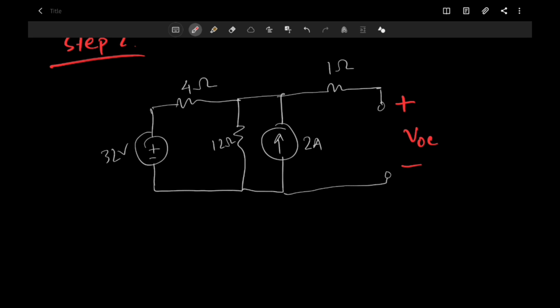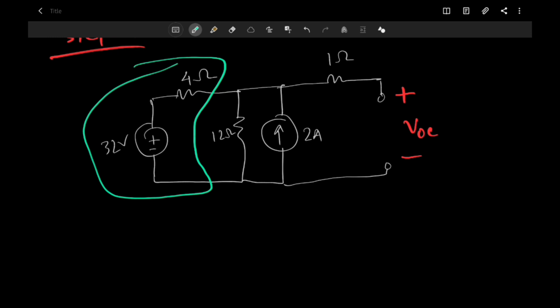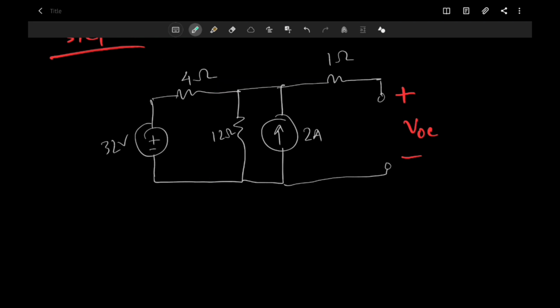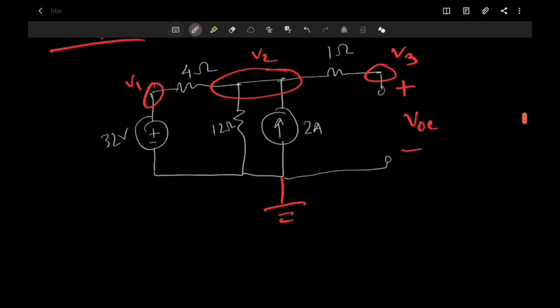If you think using source transformation is useful, you can use that, and I think I might use source transformation here because it seems like I can, and then everything will become parallel to each other, so that would be much easier. But let's do it with nodal analysis, no problem. Okay, so this is our ground, and we have node 1 here. This is our node 2, and this is our node 3. Okay, so node 1, node 2, node 3.